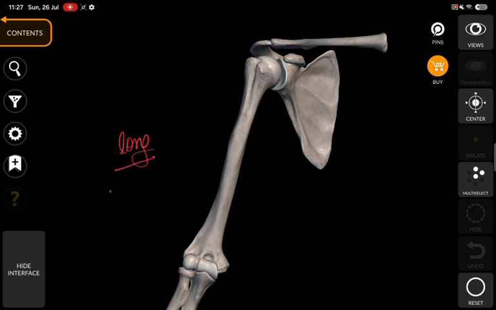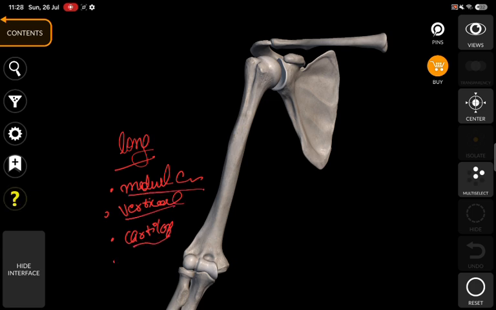And what are the characteristics of a long bone? It has a medullary cavity, right? And then it is vertical. Sorry, I meant vertical. Long bones are vertical, they ossify in cartilage, have a medullary cavity, and they have two ends and one shaft, right? So these are some of the many characteristics of a long bone.